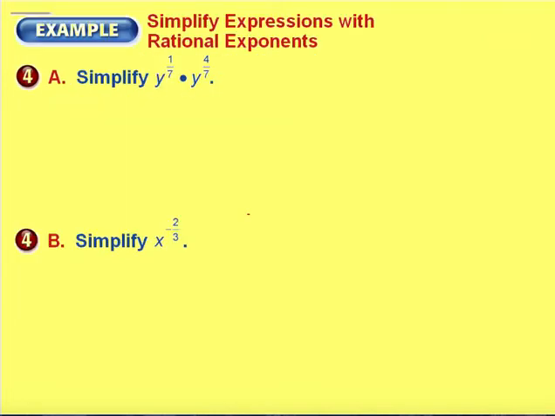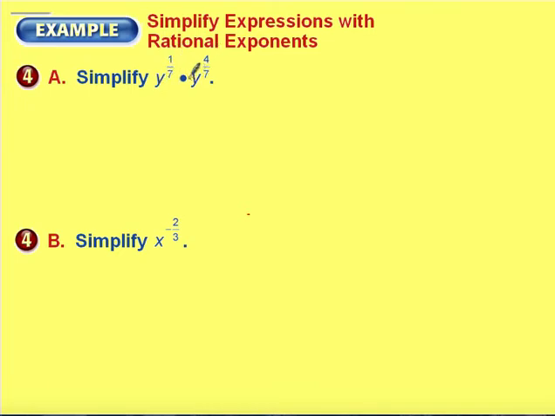All right, so let's move on. We're going to do some more simplifying with operations now. So we're going to look at some previous operations that we've learned and apply them to rational exponents. So this is y to the 1/7 power times y to the 4/7 power.